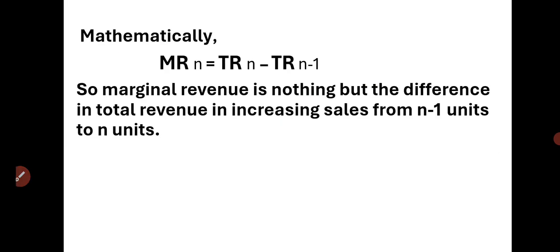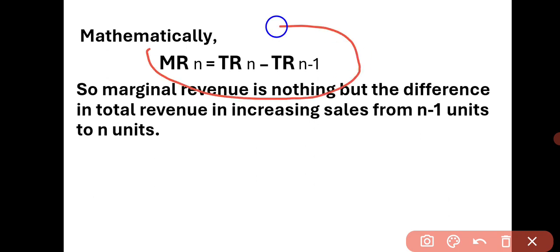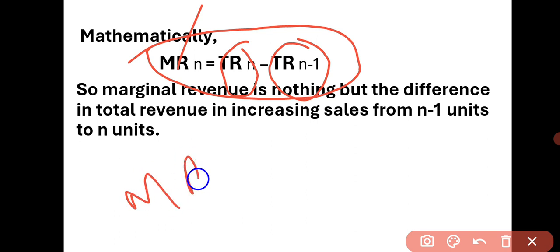See, mathematically we can say MRn is equal to TRn minus TRn minus 1, meaning marginal revenue of nth unit is equal to total revenue of nth unit minus total revenue of n minus 1th unit. That means by selling 10 units of a commodity, suppose you are getting 100 rupees. But by selling 11 units, one more unit of the commodity, if you are getting 110 rupees, then what will be the marginal revenue of 11th unit?